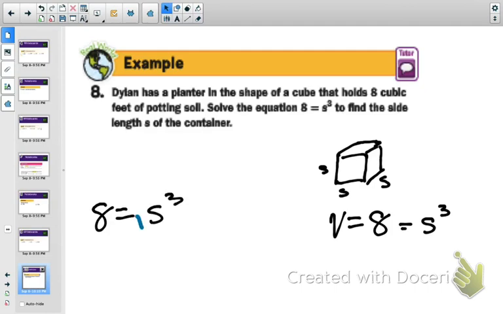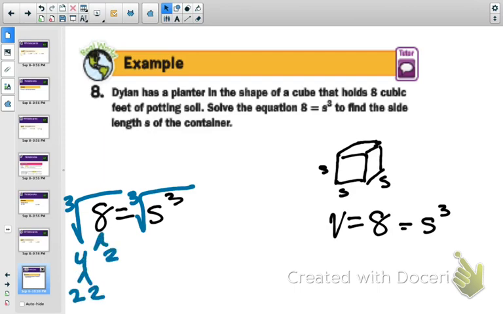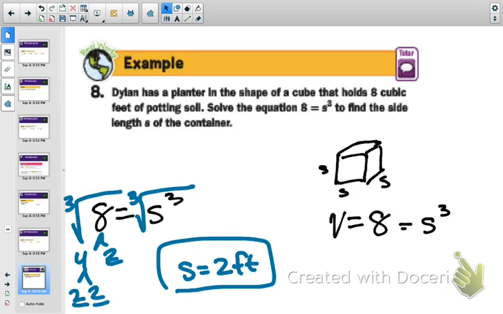To solve that, I'm going to do the opposite of cubing something and cube root it. Now with the cube root, you don't have to do the plus or minus because it's always just going to be whatever you're taking the cube root of, whether it's positive or negative. So cube root of 8, 8 is 4 and 2. 4 is 2 and 2. So we have 3 groups of 2s. So each side would be 2 feet. So with cube roots, you don't have to do the plus or minus on equations. With square roots, you do.